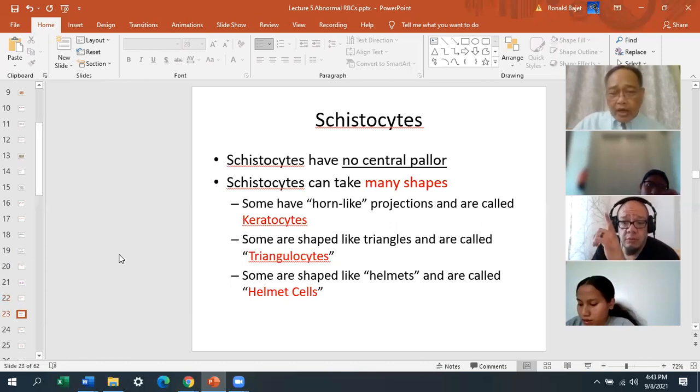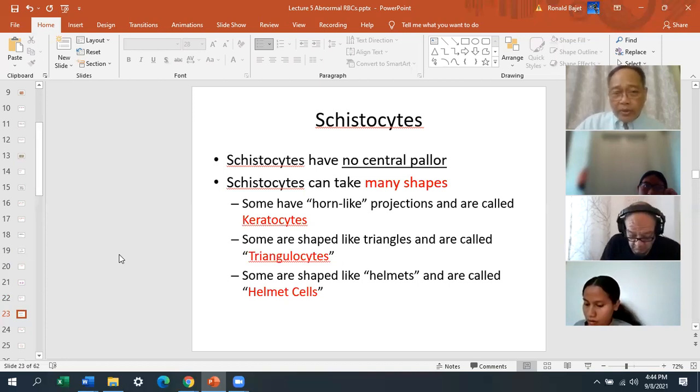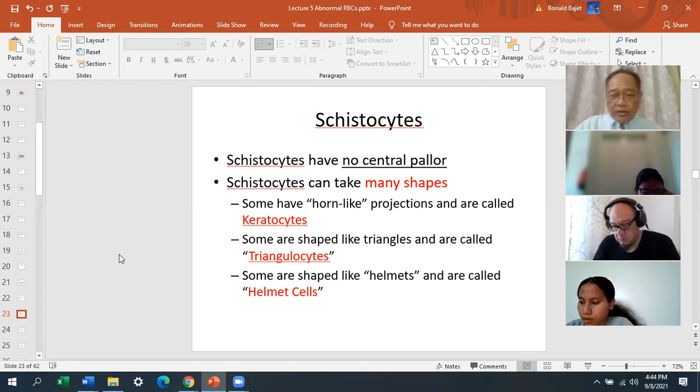The difference between schistocytes: these are small cells. They really don't have any function, they're just fragments of red blood cells. These are small and they have no central pallor, and that's an important thing to note. Another thing that's important to note is that schistocytes can take on many shapes. Okay, so you have keratocytes, cells that have horn-like projections, or triangulocytes. They take on the shape of triangles, or they take on the shape of a helmet, and they're called helmet cells. So whether it looks like a horn or a triangle or a helmet, these are still all schistocytes.